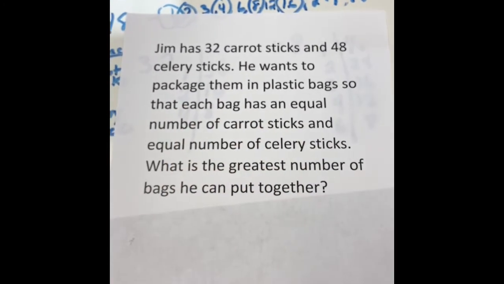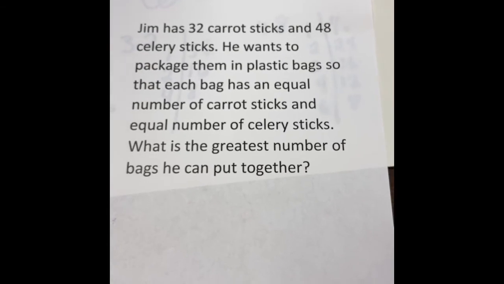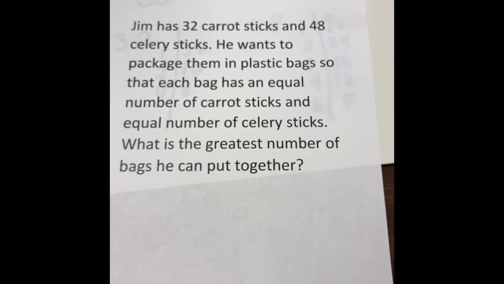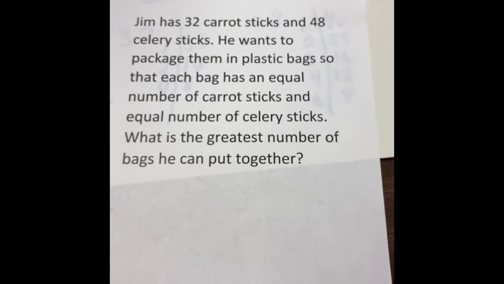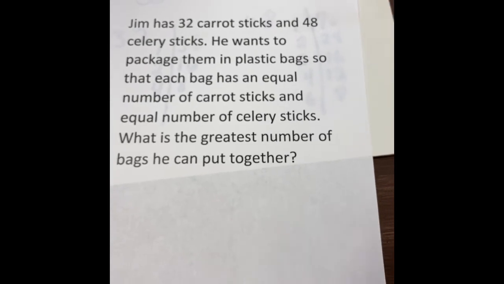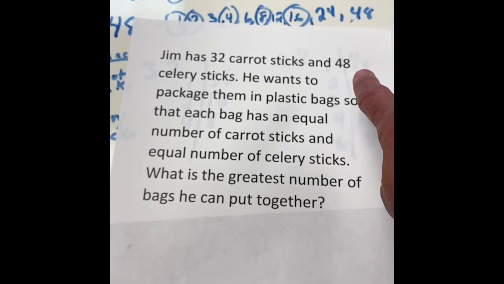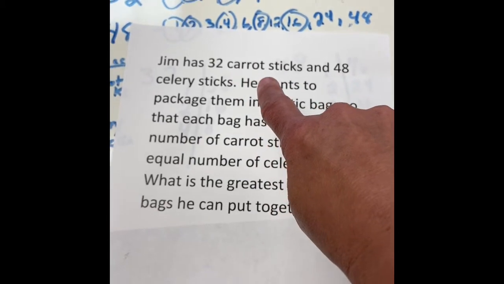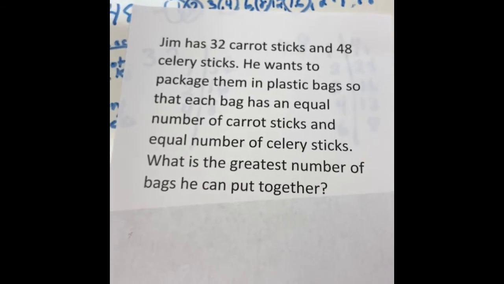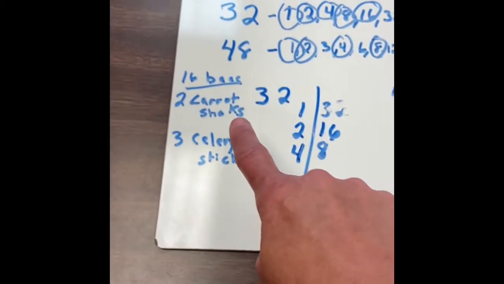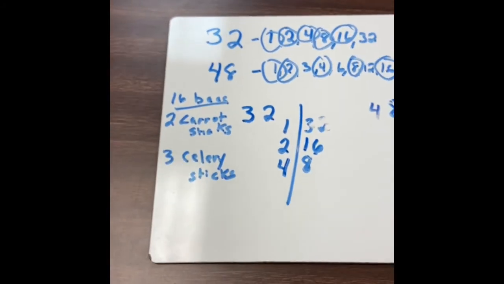Jim has 32 carrot sticks and 48 celery sticks. He wants to package them in plastic bags so that each bag has an equal number of carrot sticks and an equal number of celery sticks. What is the greatest number of bags he can put together? And remember, it had to be smaller because you couldn't have a bag that had 48 and also have carrots in it. So if it had to be smaller, you knew you had to find the GCF, the greatest common factor, which we did, which was 16 bags with 2 carrot sticks and 3 celery sticks in each of the bags.